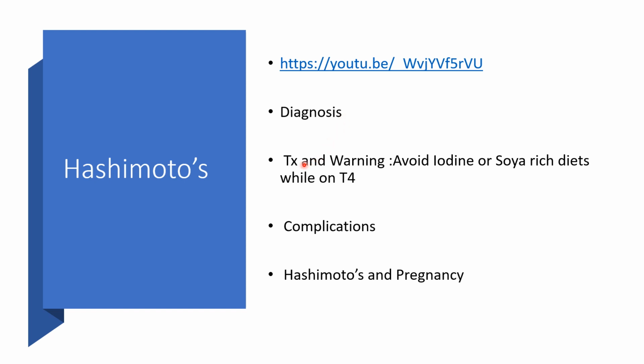Then for the treatment and warning, although I've written it here, avoid iodine or soya-rich diet while on T4. Please do that. Let that warning go out, sound the alarm. When it comes to the treatment of Hashimoto's, the treatment is going to be for a pretty long time, spanning between 3 to 6 months. If asymptomatic, you can do nothing, but you keep monitoring. If there is hypothyroidism, then give your T4 with or without T3.